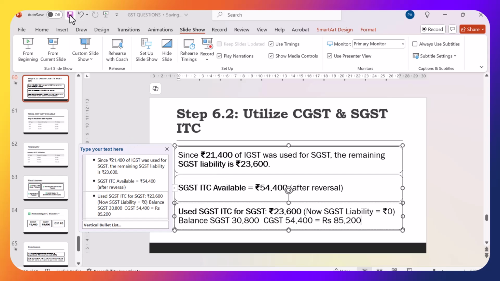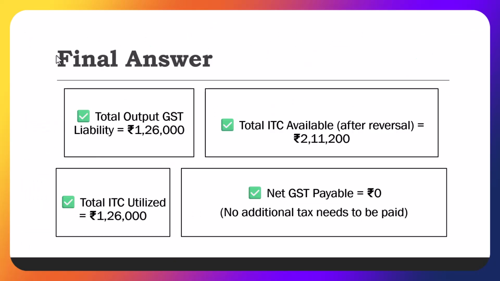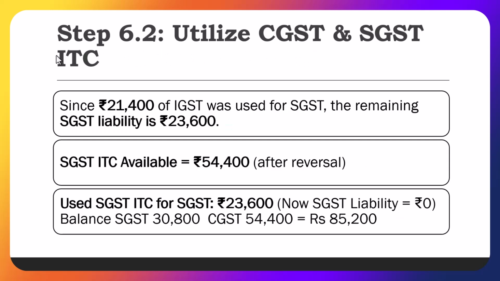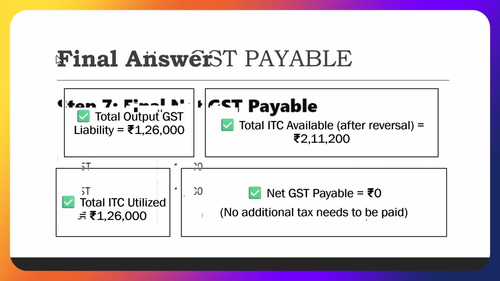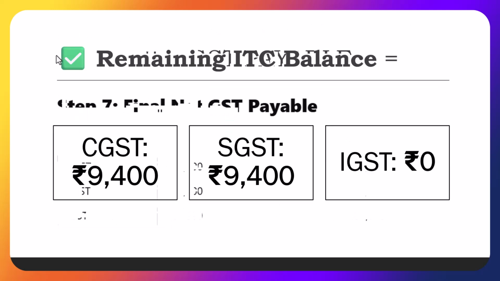Fine. Let's now cross check at the end. Now look at this, 1,26,000 was the output liability, and the total ITC available was 2,11,200. Is the figure 2,11,200 right? Yes, it's right. So that means utilization is this. How much will be left? 2,11,200 minus 1,26,000 is 85,200. So that is exactly 85,200. So this needs to be corrected.